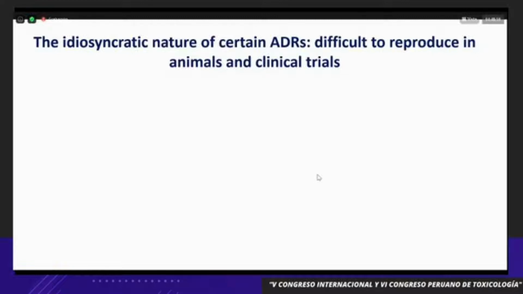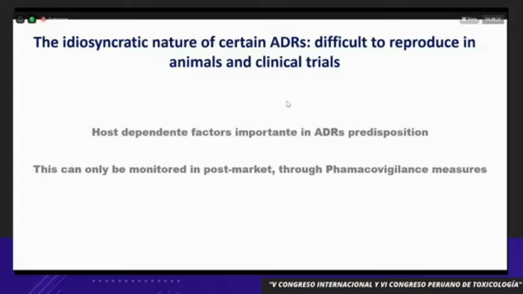So one thing that makes difficult the identification of these kind of reactions is the idiosyncratic nature of certain ADRs. Idiosyncratic means that they are not dose dependent, they are not predictable. And this, of course, makes it very difficult to reproduce in animals and during the clinical trials. So these kind of reactions are highly dependent on host factors. So these host factors are going to rule the predisposition to these kind of ADRs. And of course, this can only be monitored in post-market settings through the pharmacovigilance measures.